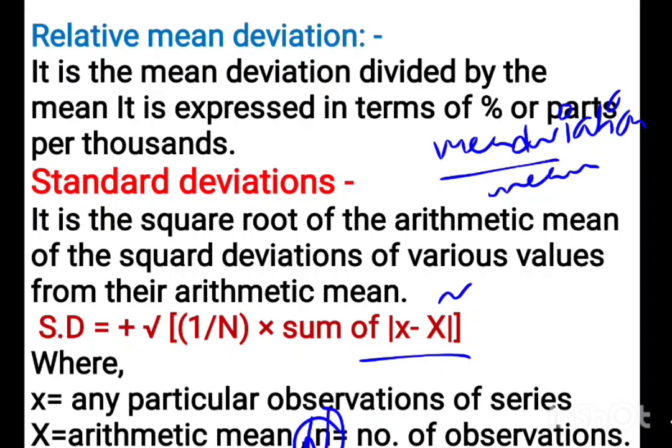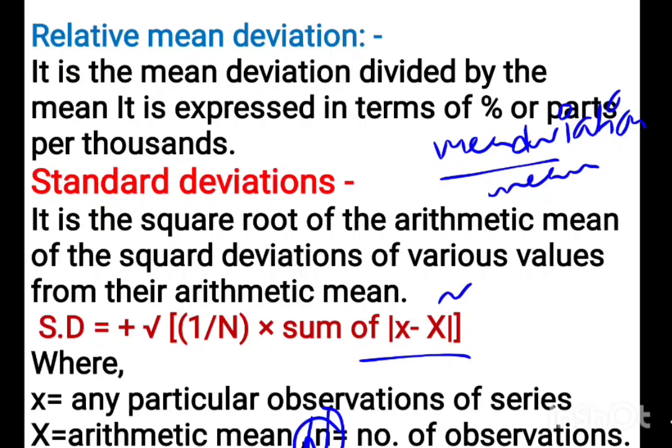সাপোজ ইউ হ্যাভ দ্য অ্যাভারেজ অ্যাজ 2, ওকে, and you have the experimental result as 1 2 3 4 5. Okay, average is 2, and your experimental result will be 1 2 3 4 5. Okay, so their standard deviation equals root over (1 minus 2) squared plus (2 minus 2) squared plus (2 minus 3) squared plus (2 minus 4) squared plus (2 minus 5) squared.